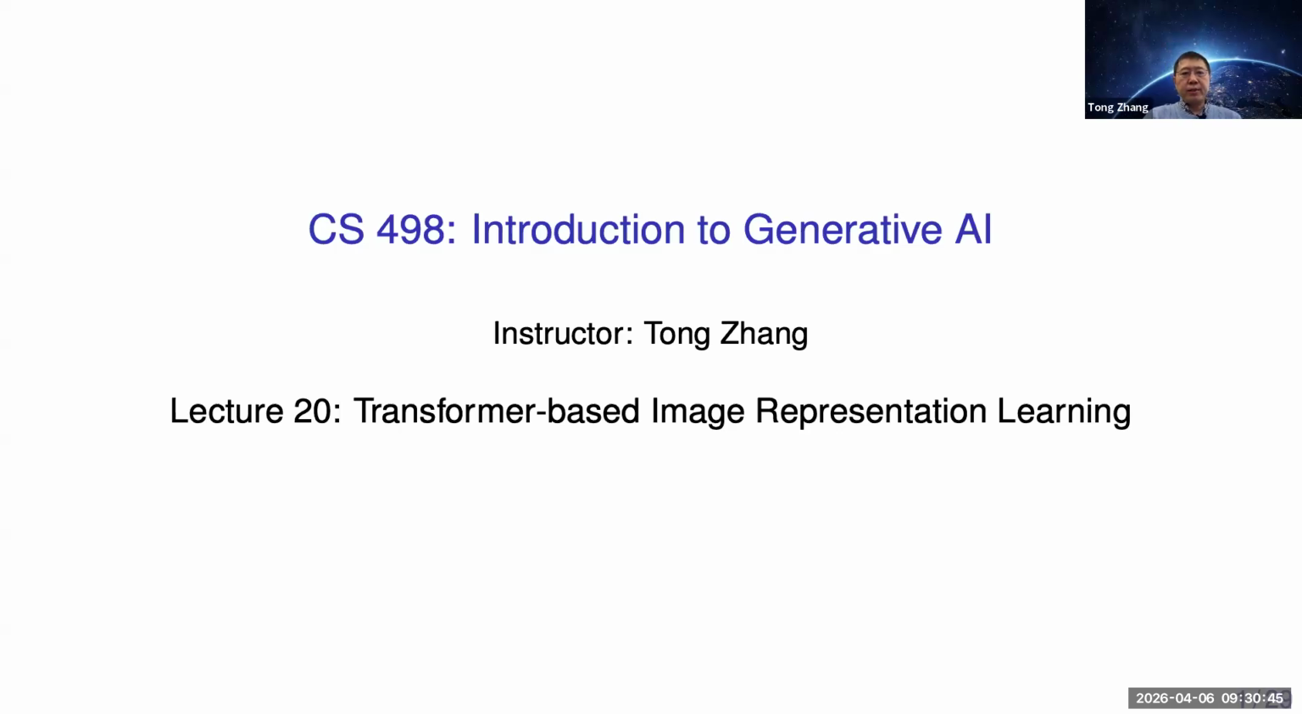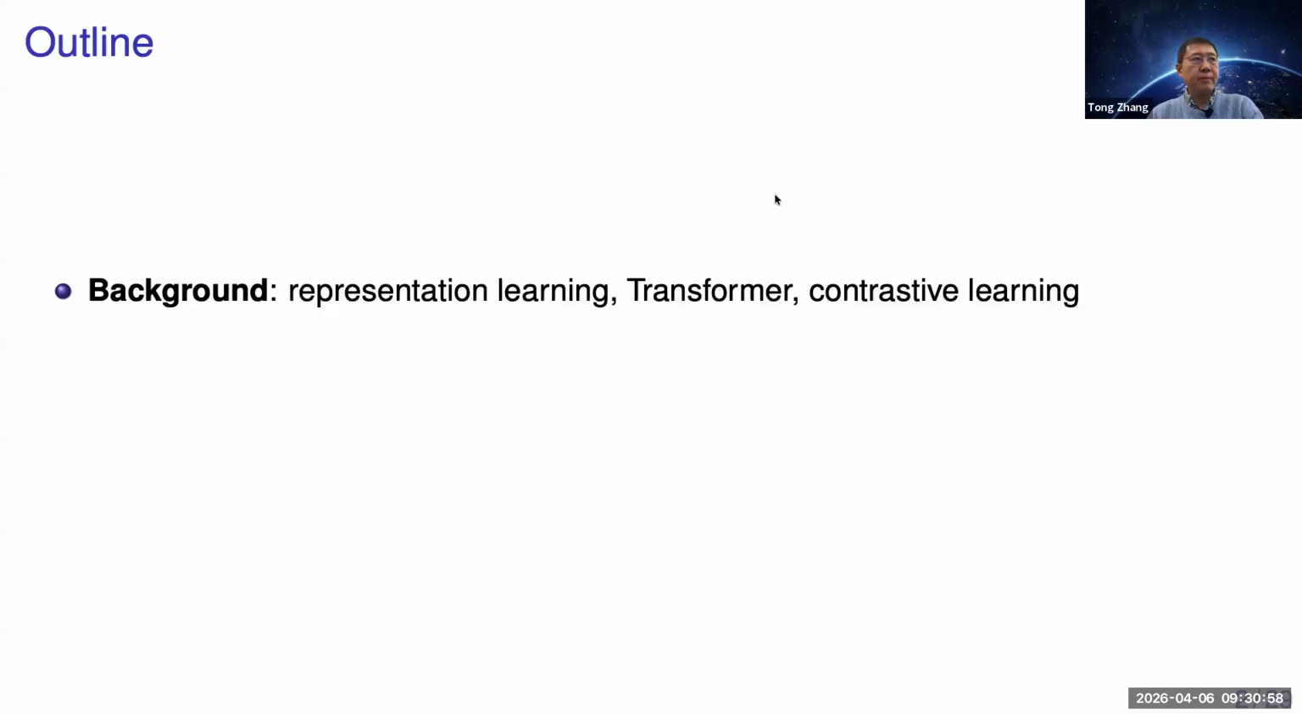So today we are starting to talk about transformer-based image representation, mainly 2 topics. The first one, just to recall, is that we will have representation learning, transformer, and contrastive learning. These are topics we already covered early in the lectures.